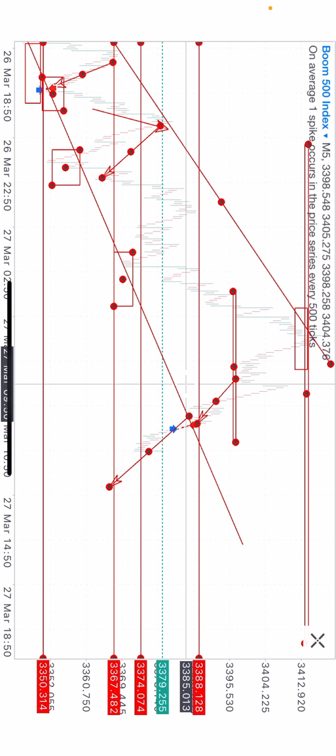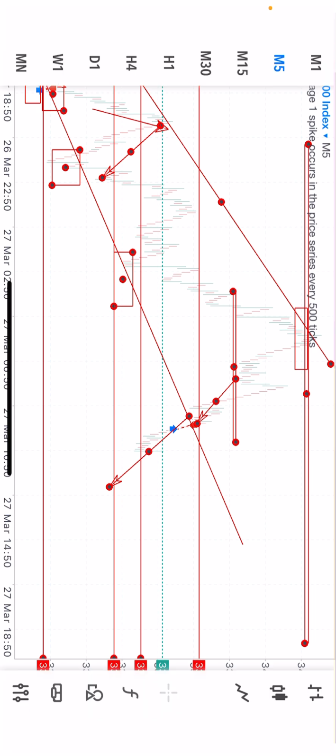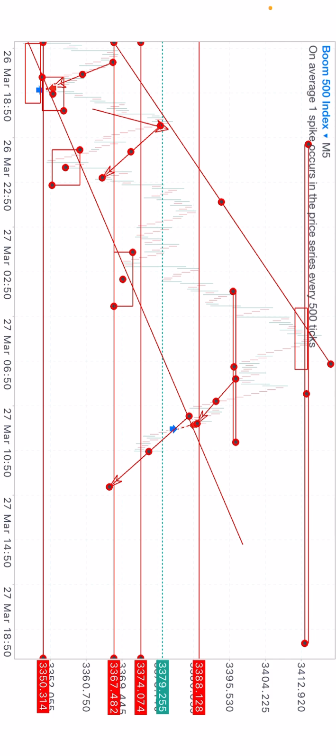Okay, so let me predict what I am seeing. But can you guys see all the levels are clearly shown on the charts?